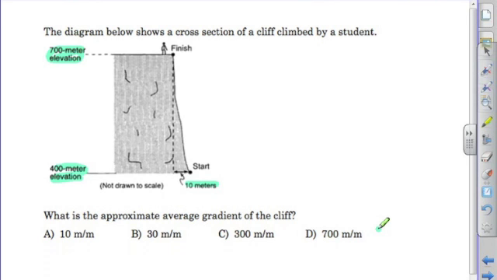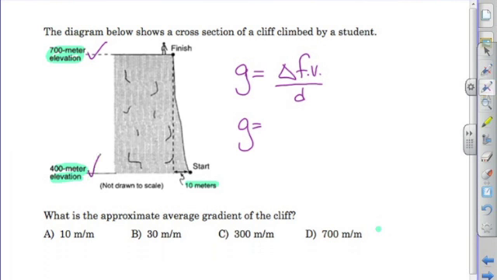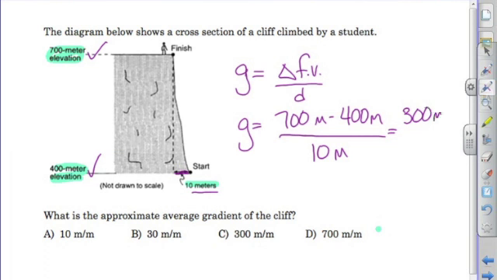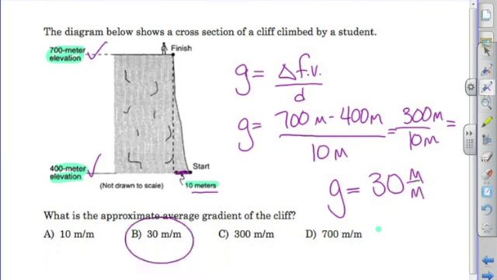We always begin by writing our formula. G equals change in field value over distance. G equals, well, if I've got 700 meters up top and 400 meters down low, I'm thinking that's my change in field value. 700 minus 400 divided by the distance, which they're telling me is 10 meters. 300 meters divided by 10 meters gives me an average gradient of 30 meters per meter. Looking at my choices, choice B would be the way to go.